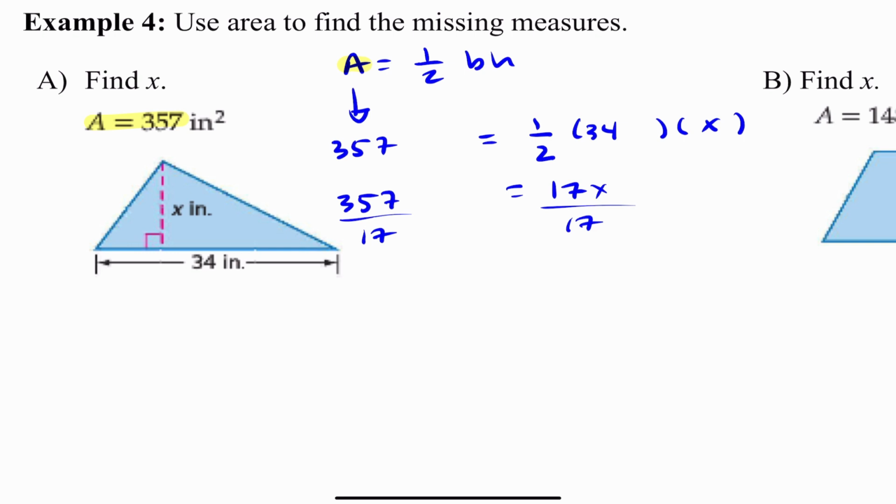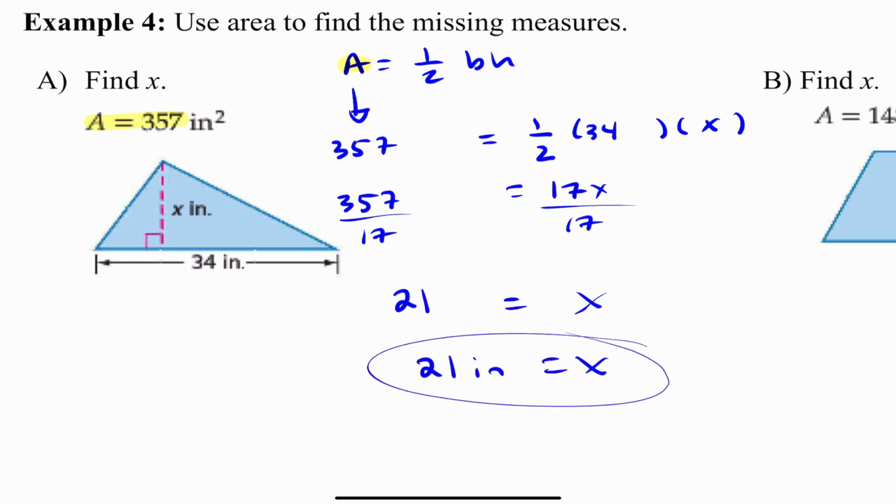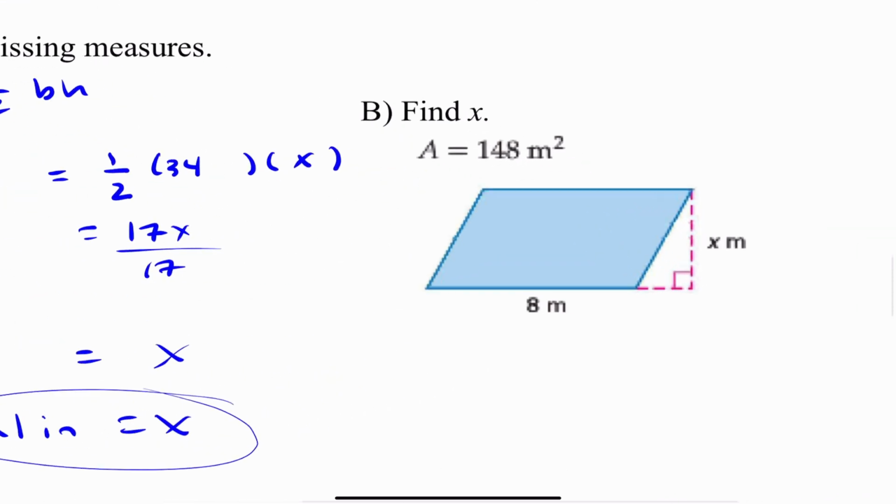357 divided by 17, that's 21. So 21 is equal to x, so it's 21 inches. That's your answer. That's the height. Okay, all right, here we go.